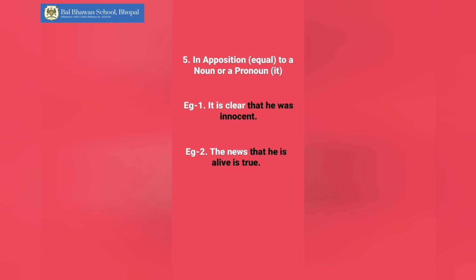The fifth function of the noun clause is in apposition, or equal to a noun or a pronoun, it. For example, it is clear that he was innocent. It is the pronoun here, which is equal to the noun clause that he was innocent. The news that he is alive is true. Now here the noun clause is that he is alive.